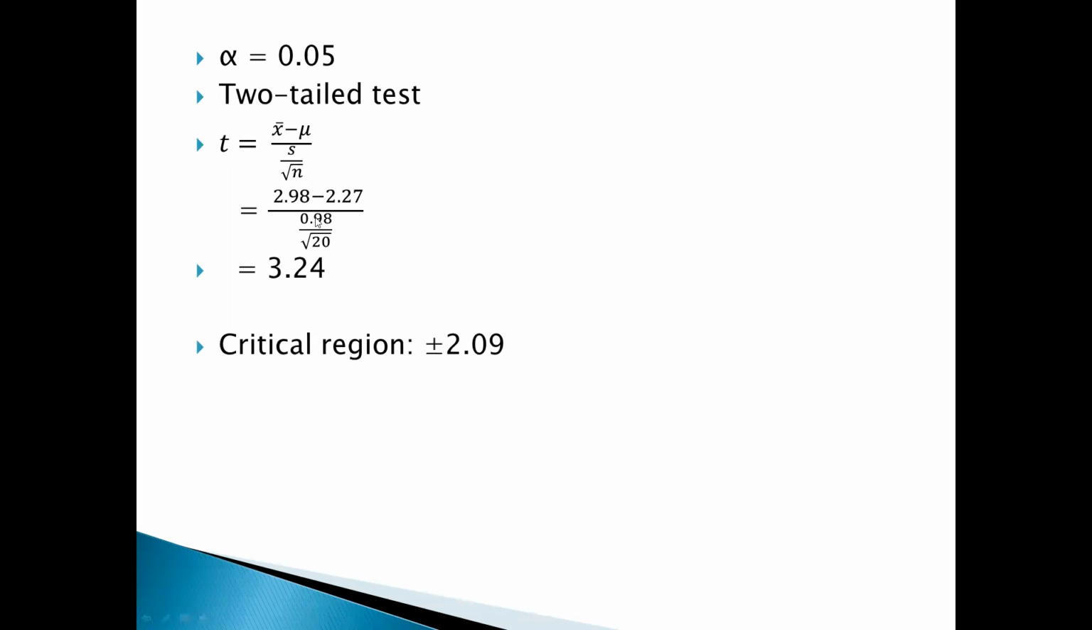So the degrees of freedom will be n minus 1, that's 20 minus 1, that's 19, with an alpha of 0.05 and a two-tailed test. The critical region is 2.09, and we are using plus or minus since it is two-tailed. The shaded region, or the critical region, or the rejection region will be on both ends of the graph. So this is the approximate position of the 2.09 on both ends of the graph.